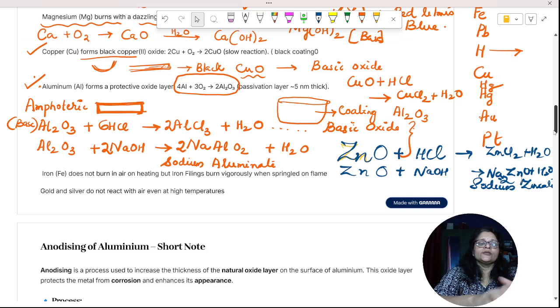The exception is aluminum and zinc oxides, which react with both acid and base to form salt and water. Because of that, they are called amphoteric oxides. And again, iron.